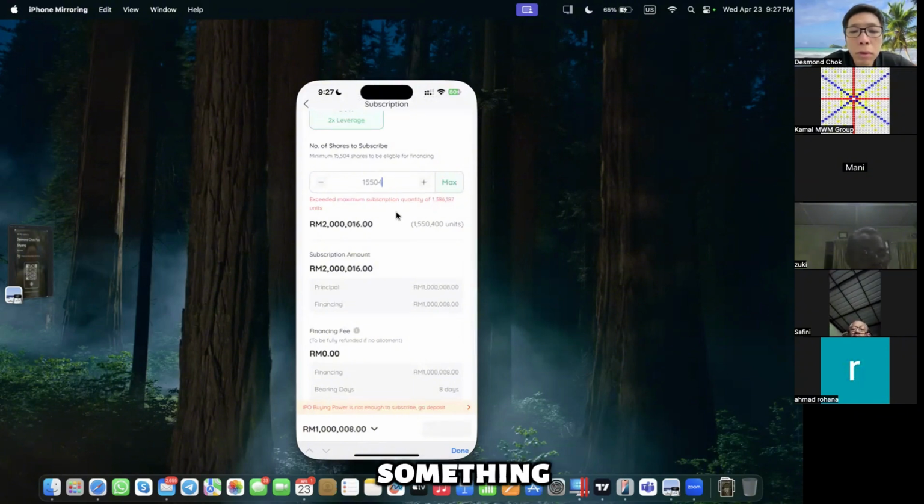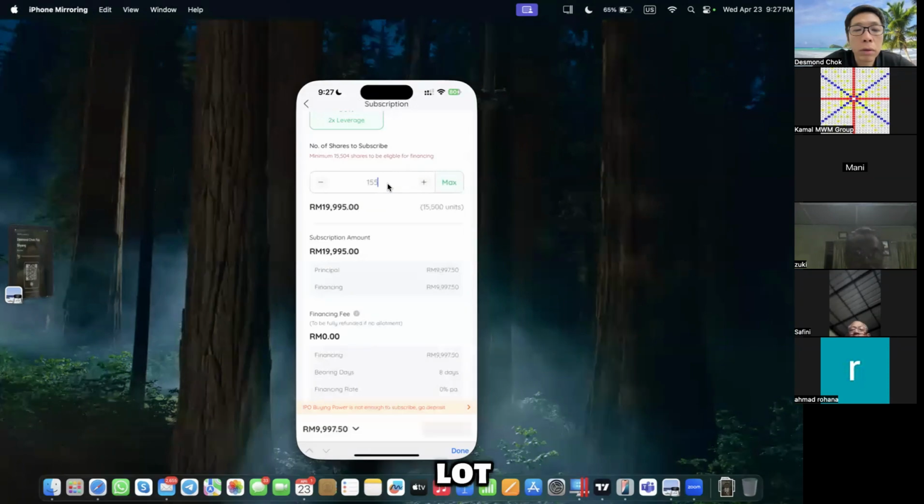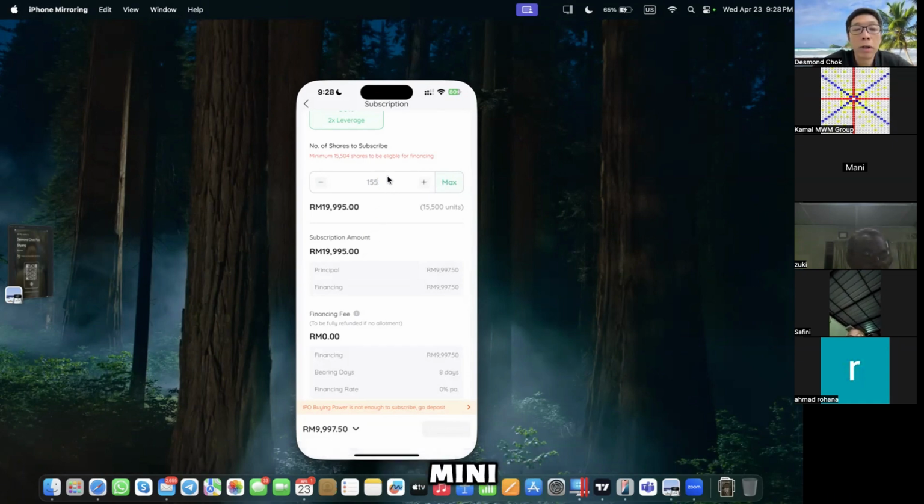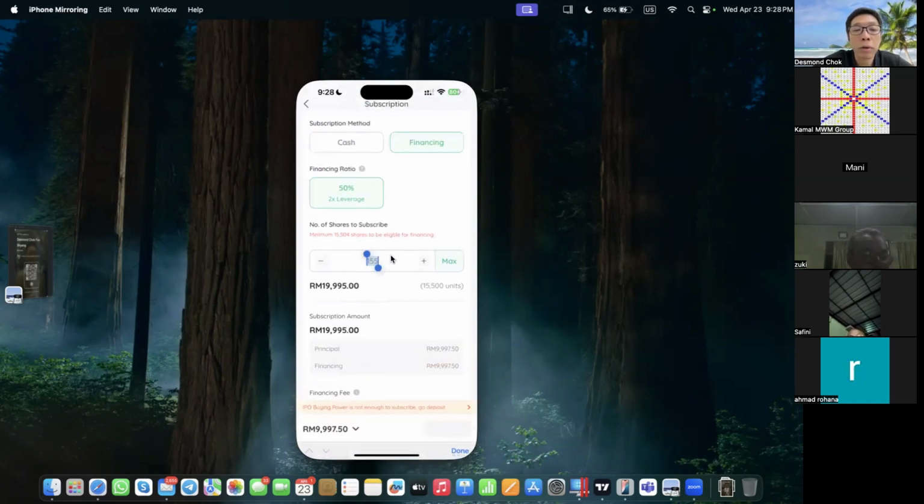Exceeded maximum subscription amount by the day by lot. 155. 155. Minimum 56.